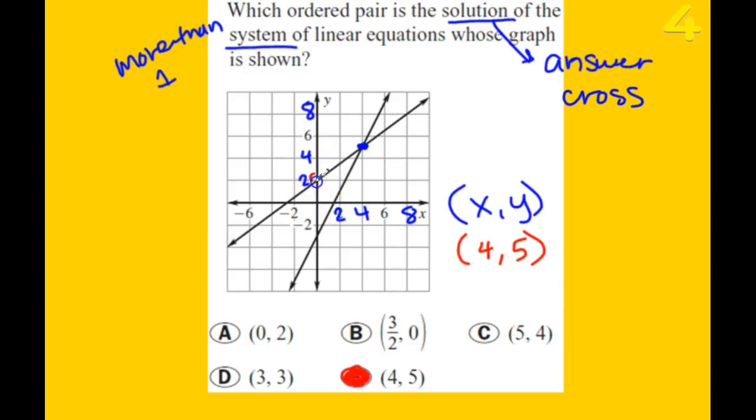A at 0, 2, that would be right here. That's not our answer. This one, 3.5, comma 0, that's like 1.5. That's right here. So where it's crossing the x-axis. So that would be the x-intercept, not working. 5, 4, that's just backwards. That would be right here. 3, 3, that would be this point, closer. The only one that matches perfectly is the point 4, comma 5.